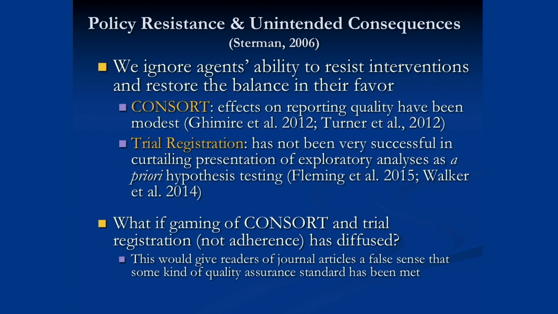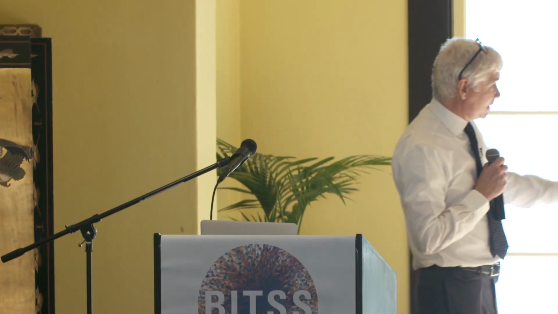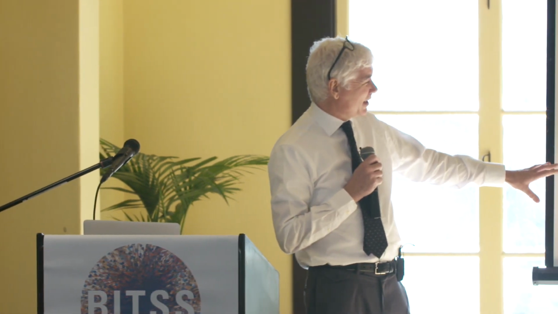So it may be that we've put these obstacles in place to try and correct people's behaviour in terms of how they report their data in publications, but all they do is learn how to game the system. And the problem with that is not only would it not be very effective, it may have a negative effect because it would give journal readers a false sense of security that there's been some quality control with the publications they're reading when there actually hasn't been. So not only may it not work, it may have a net detrimental effect.